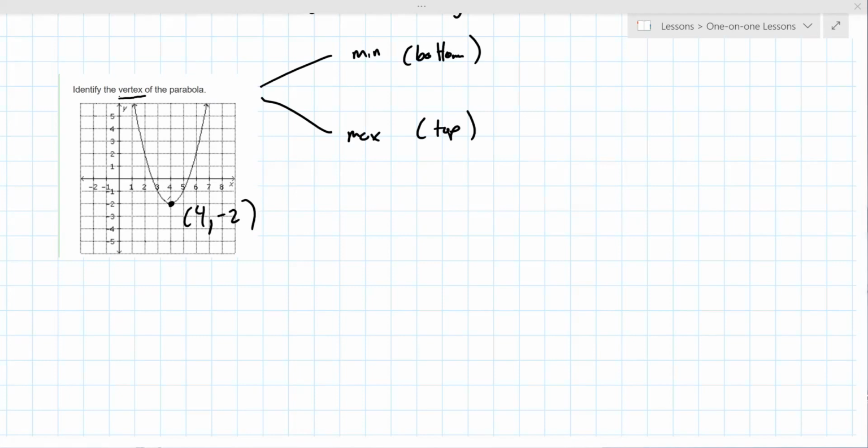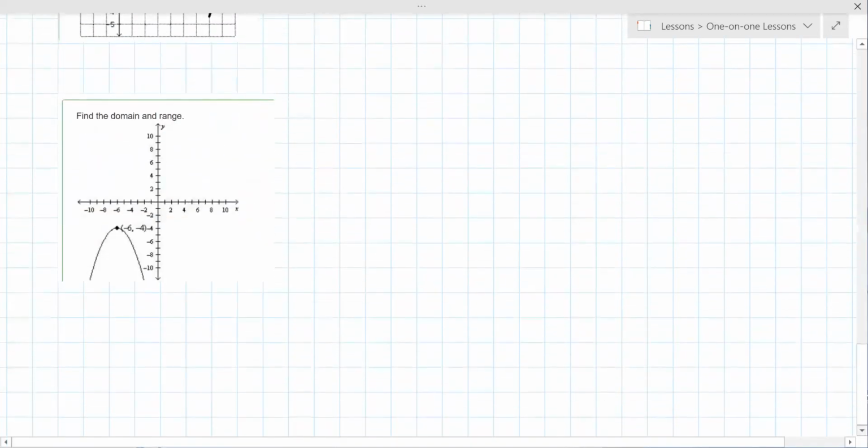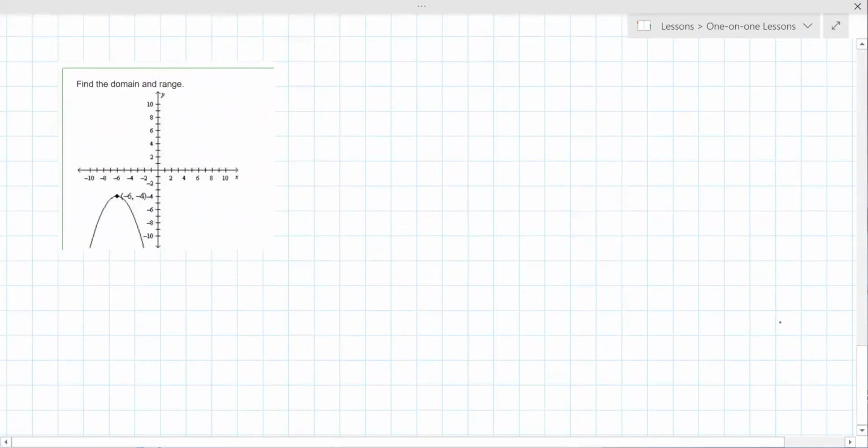All right, and then the last question here is asking about the domain and range. There's two, and this is important for your notes here. The domain for these things is always all real numbers. I guess your book says all real numbers. Yes. Okay. The range is two possibilities.